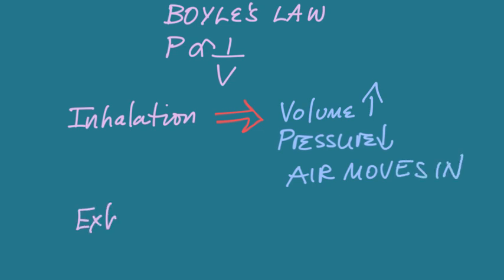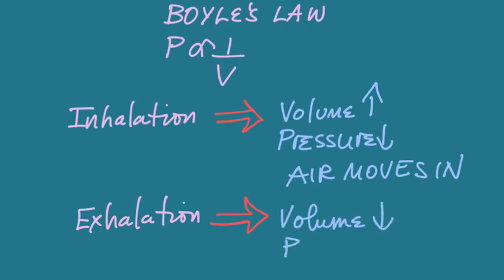During exhalation, the opposite happens. The volume inside the thoracic cavity goes down, the pressure goes up, and as a result, air is forced out of the thoracic cavity down its pressure gradient.